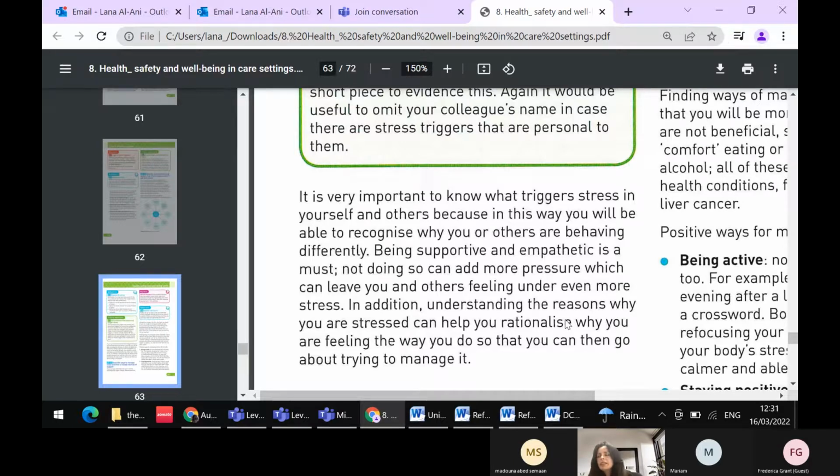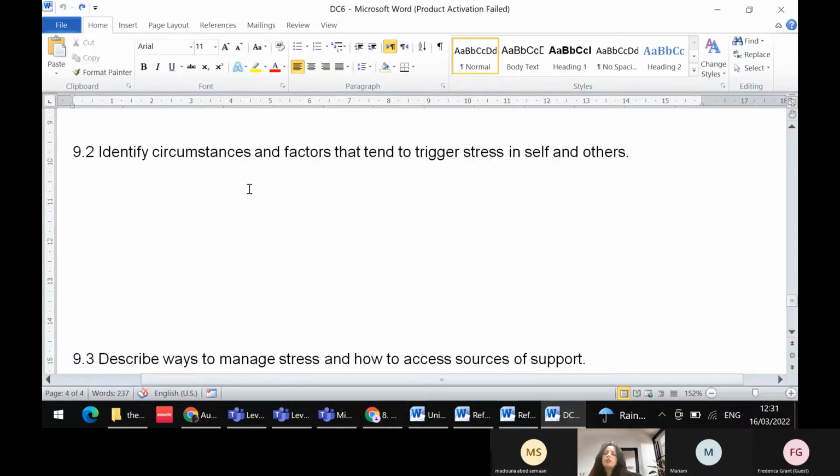Or maybe, another example, one of my clients is sometimes very aggressive, and this is giving me lots of anxiety, lots of stress, because I don't know how to handle him, and I couldn't even get proper training for that, and this has been giving me some anxiety at work. Yes, so to answer this question, identify circumstances and factors that tend to trigger stress in self and others, just talk about any 3 examples. Let us say one, because self and others.